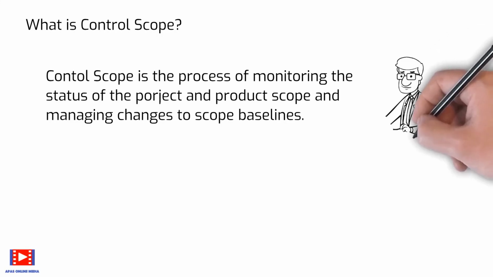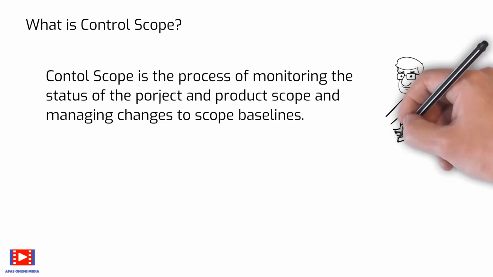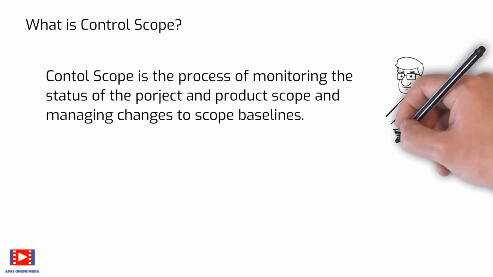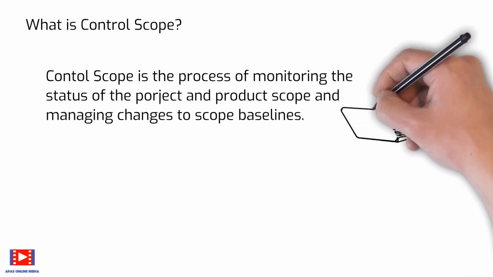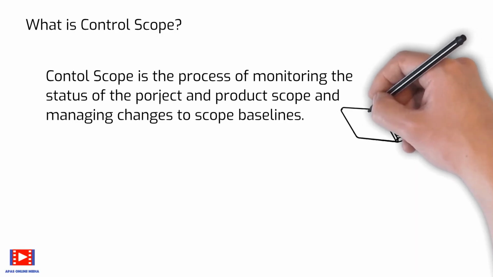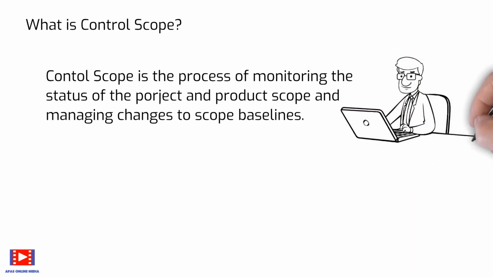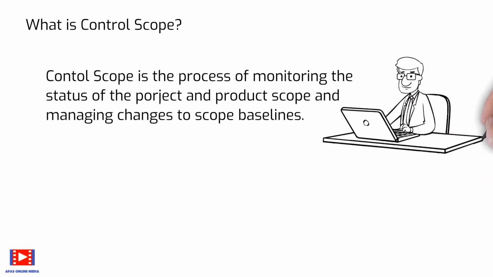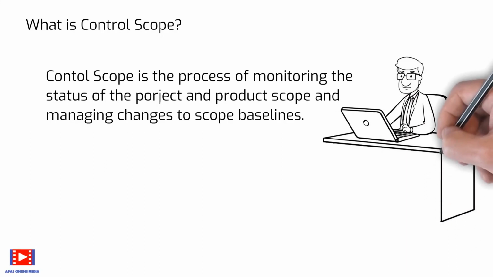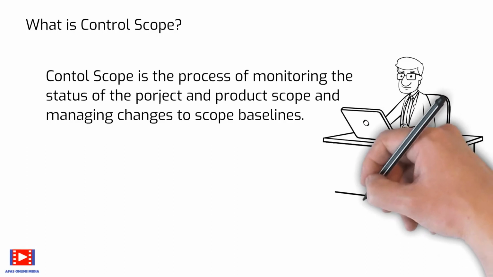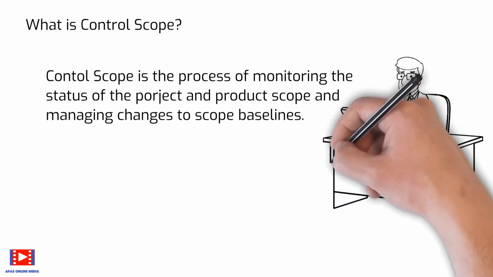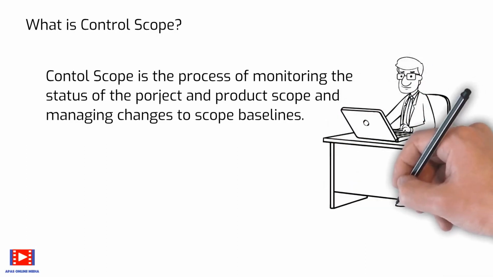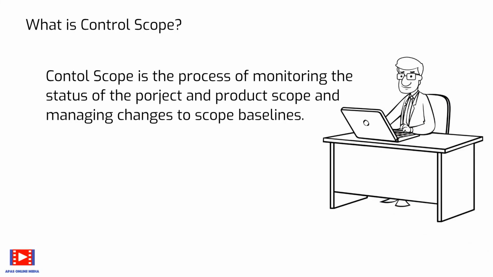Control scope is also used to manage the actual changes when they occur and is integrated with the other control processes. The uncontrolled expansion to product or project scope without adjustments to time, cost, and resources is referred to as scope creep.